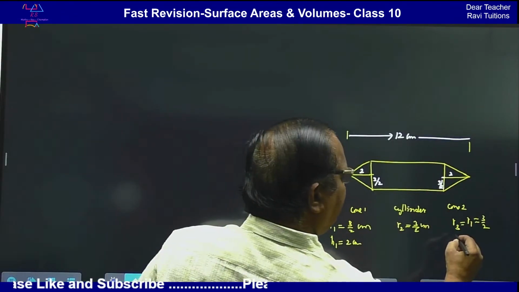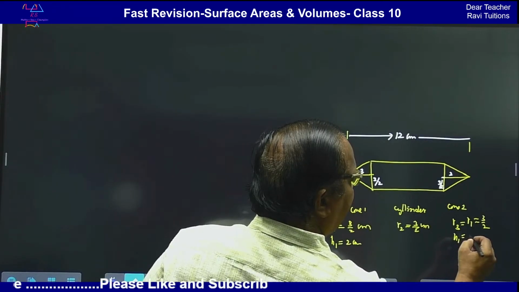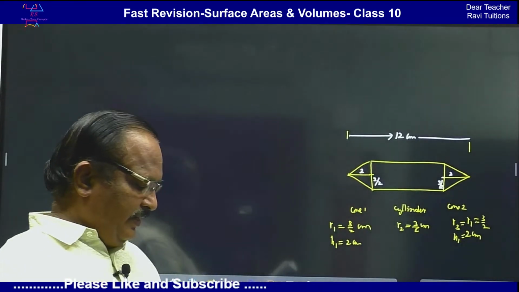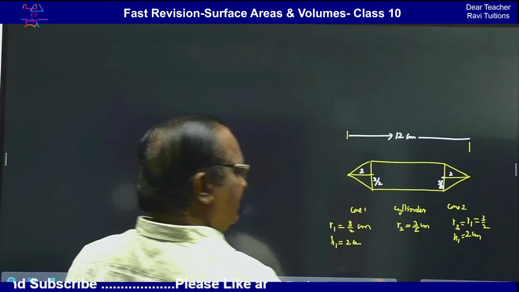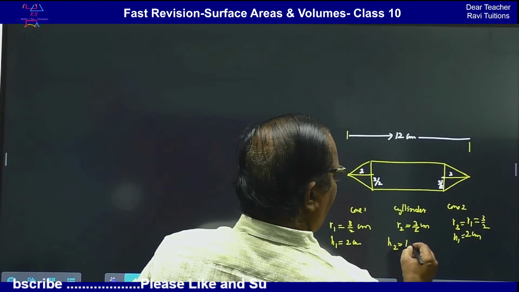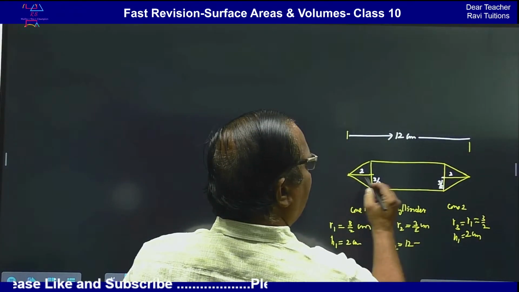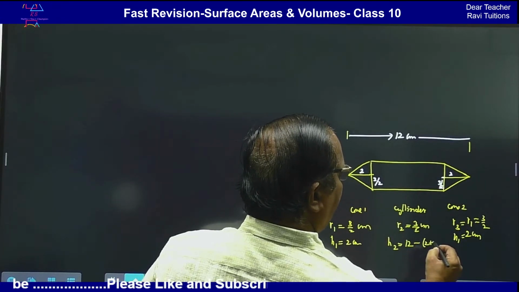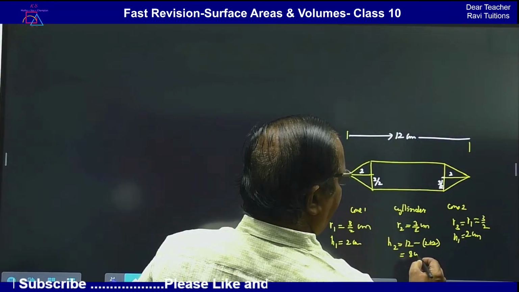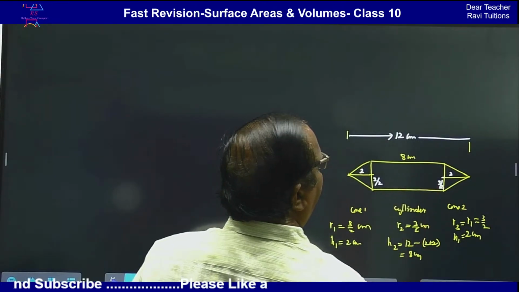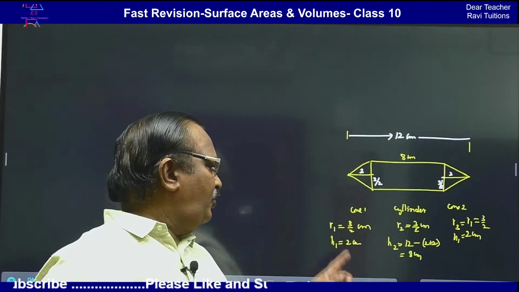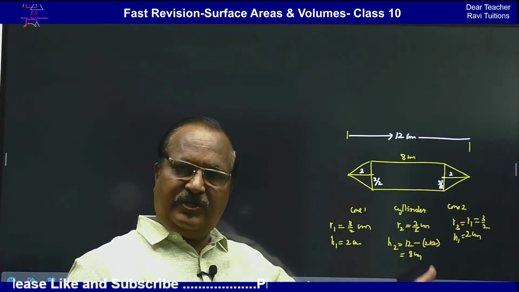Okay, h1 is equal to 2 centimeters. And then what is h2? Total 12 minus 2 plus 2. So 2 plus 2, 12 minus 4, 8 centimeters. So this is 8 centimeters. So now we have got cylinder radius and height, cone radius and height, cone 2 radius and height.